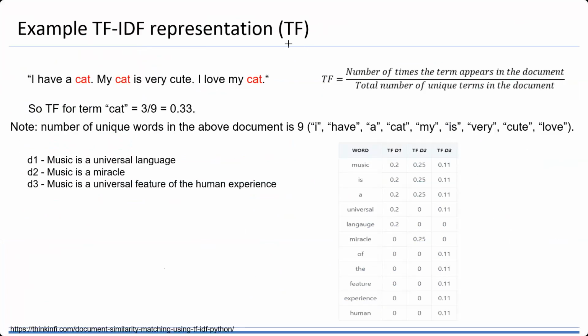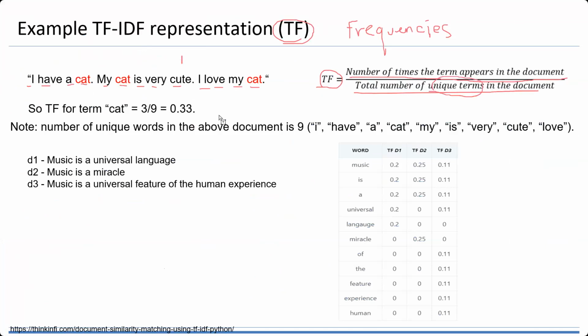First, we will calculate the TF, the term frequency. The term frequency means how many times it appears in the document. So the formula will be the number of times the term appears in the document divided by the total number of unique terms in the document. So for example, I have a cat. My cat is very cute. I love my cat.